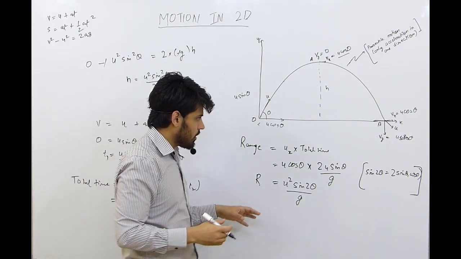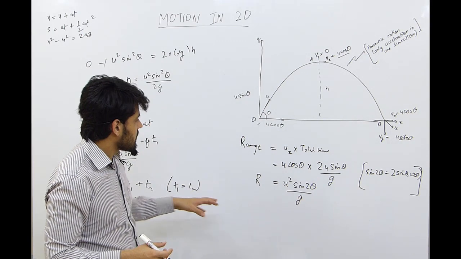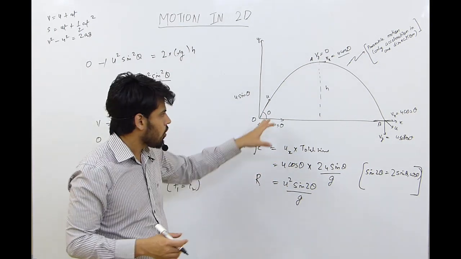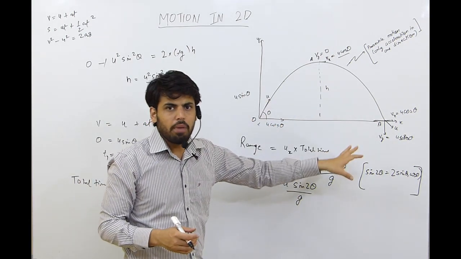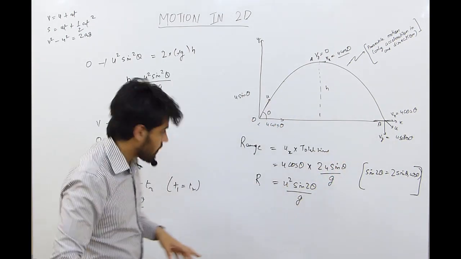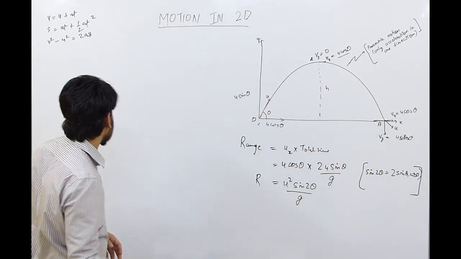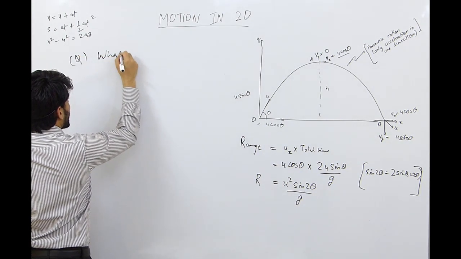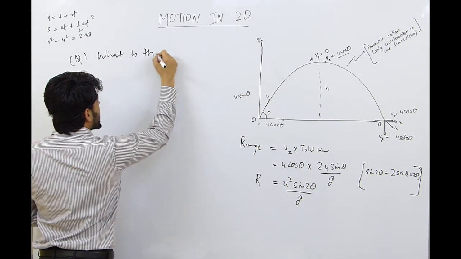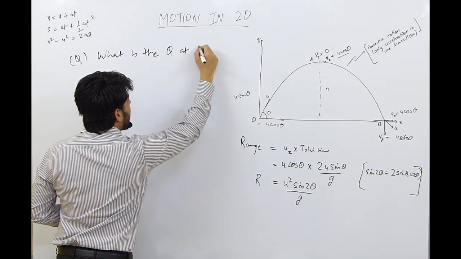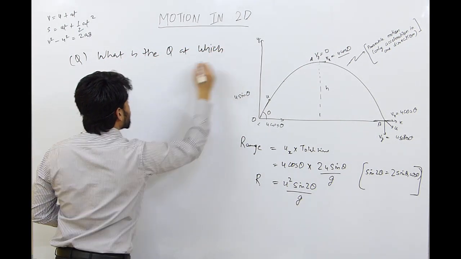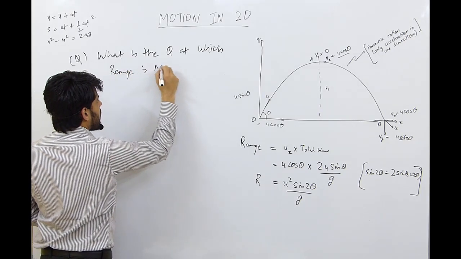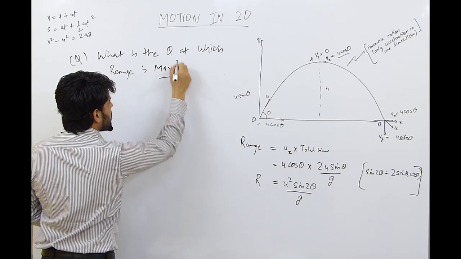One more derivation they usually ask in the exams: at what angle should we throw an object so that the range will be maximum? For that I'll rub this. Question is, what is the theta at which range is maximum?